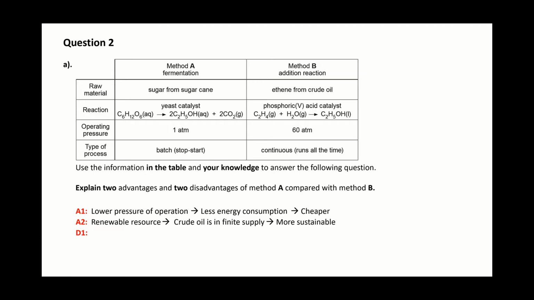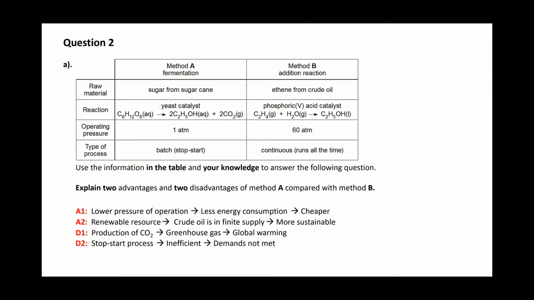Now on to the disadvantages. One idea is the fact that as carbon dioxide is produced during the creation of the ethanol in method A, we would make a direct link with carbon dioxide being a greenhouse gas, and thus the production of CO2 would lead to more global warming. A second disadvantage is the fact that as method A has a stop-start process, this would lead to a much slower production rate of the desired ethanol product. This makes the overall process inefficient and thus global demands would not be met.